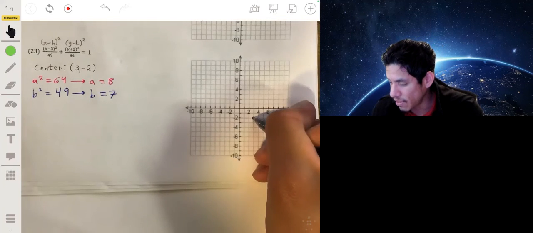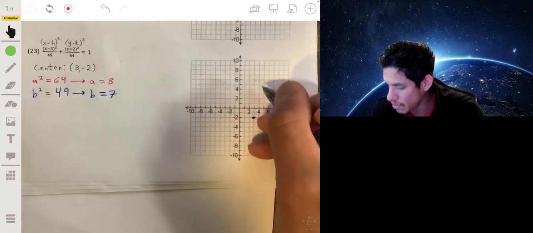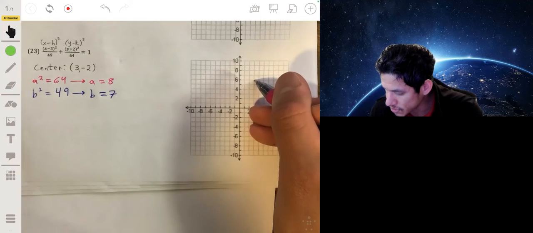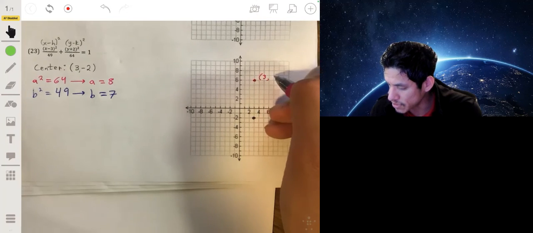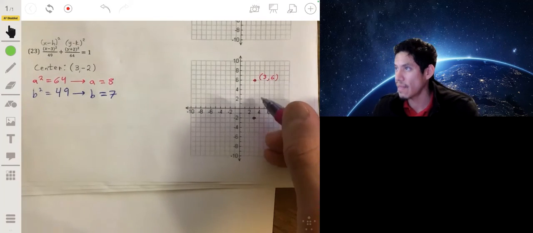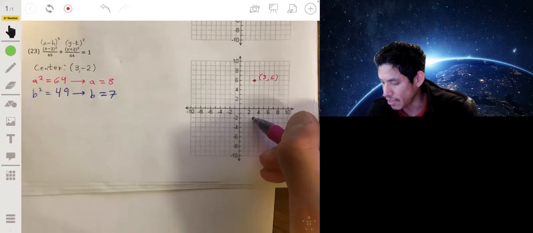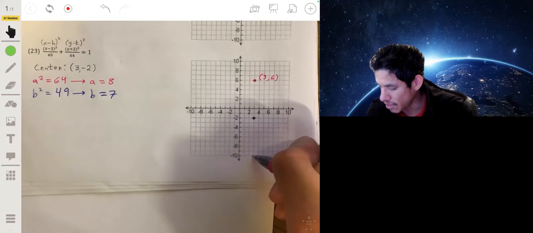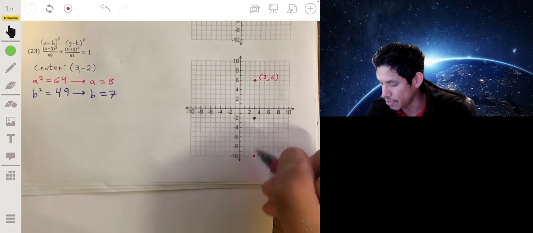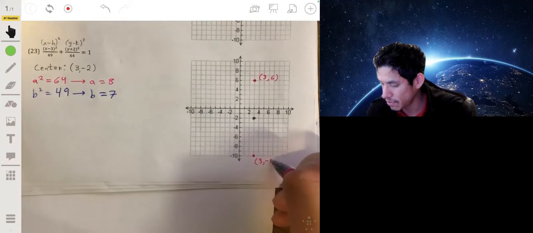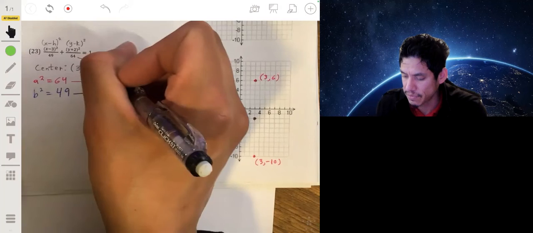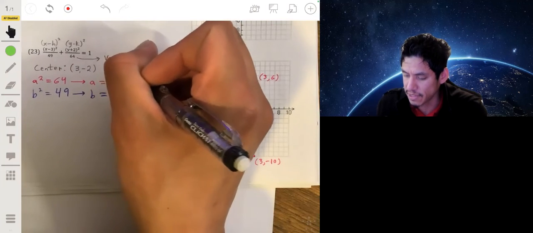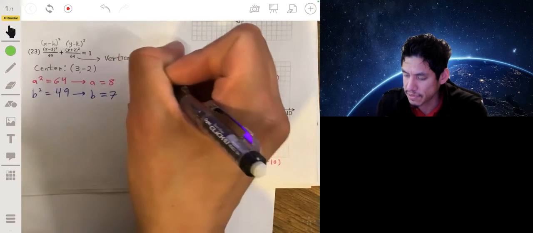So we start at the center, we go 8 units up, plot our point, and we'll have one of the vertices at 3, 6, and then go back to the center and then go 8 units down from the center, and our other vertex will be at 3, negative 10. And let's write over here that, remember this is a bigger number, so this tells you that this is a vertical ellipse.